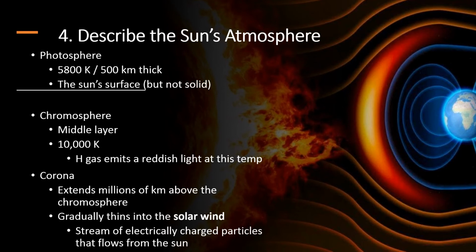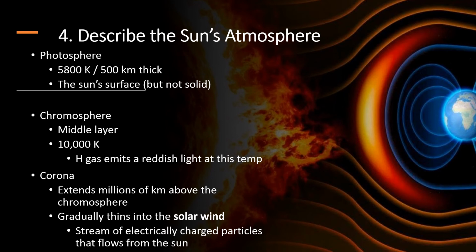The middle layer is actually hotter. It's called the chromosphere. So again, these are moving out. The photosphere would be the lowest layer in the sun's atmosphere. The chromosphere is the next layer. The corona is the outer layer. The chromosphere is, well, as you can see here from the text, so hot that the hydrogen gas there actually emits a reddish light at that temperature.